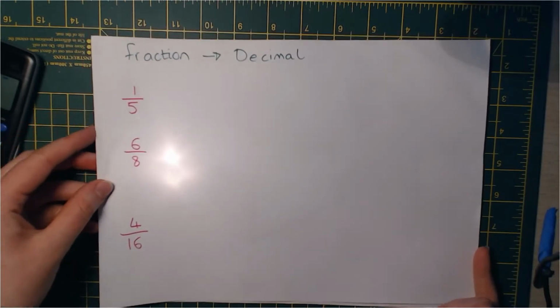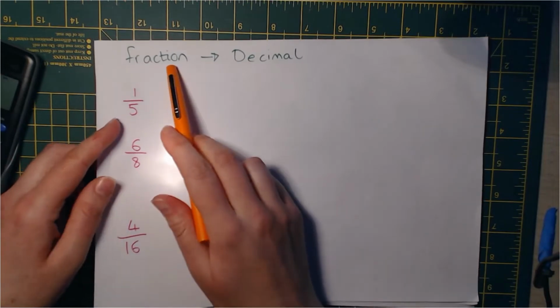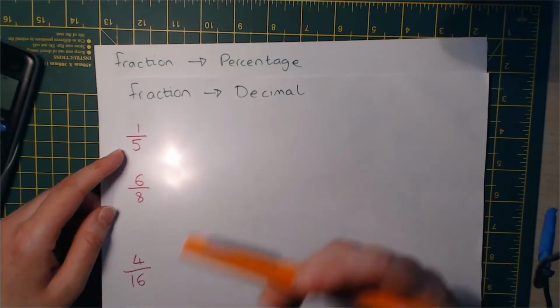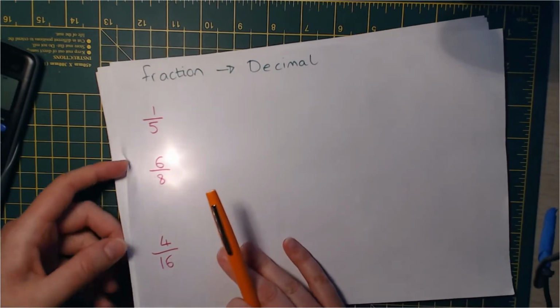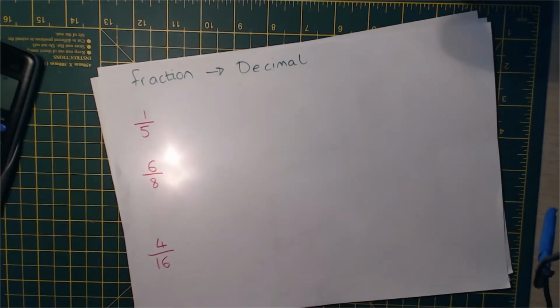Right, so I've got 6 of these: first fraction to decimal, then fraction to percentage, and so on. The first one I've got is fraction to decimal, and I'm going to give you a quick overview of how to do it. I've got 3 examples of each.